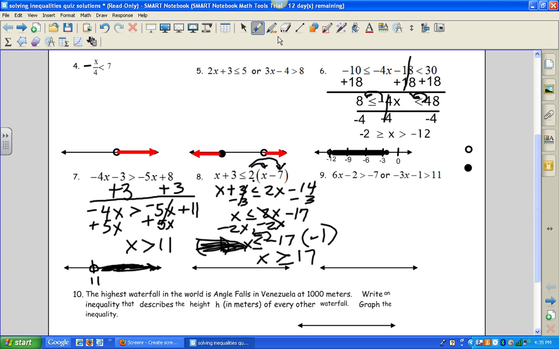So I'm just going to erase that since you have that solution. Matter of fact, just for time's sake, I'm going to just go ahead and put one tick mark there and know that that's a solid circle because it's greater than or equal to. And then I will just shade everything above. Okay, I have my arrow. Okay, number 9.